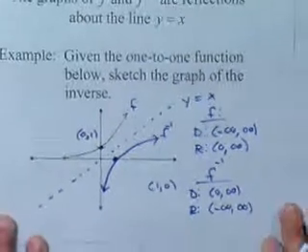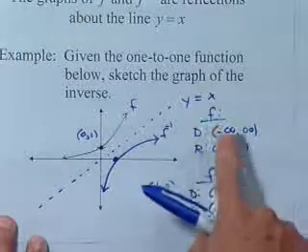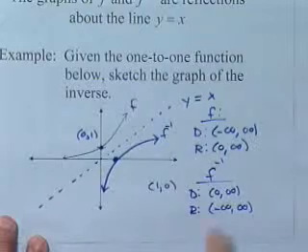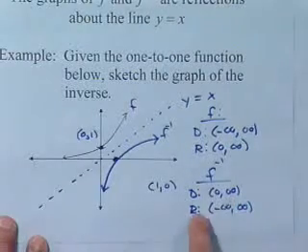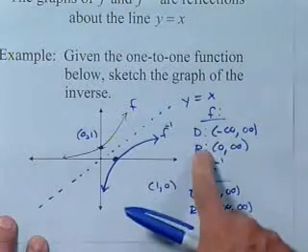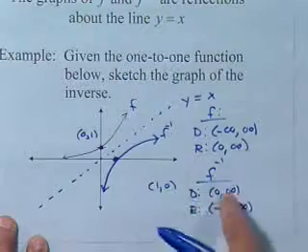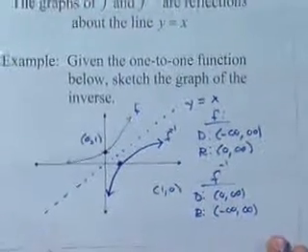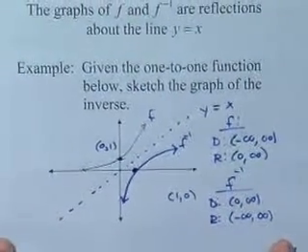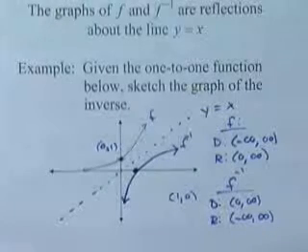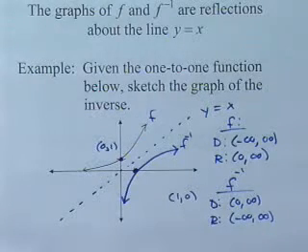And that's a property of inverse functions. The domain and range simply flip-flop. The domain of f becomes the range of f inverse. The range of f becomes the domain of f inverse. Okay, so that's one-to-one and inverse functions. We'll continue with a little more on these in the next lecture.